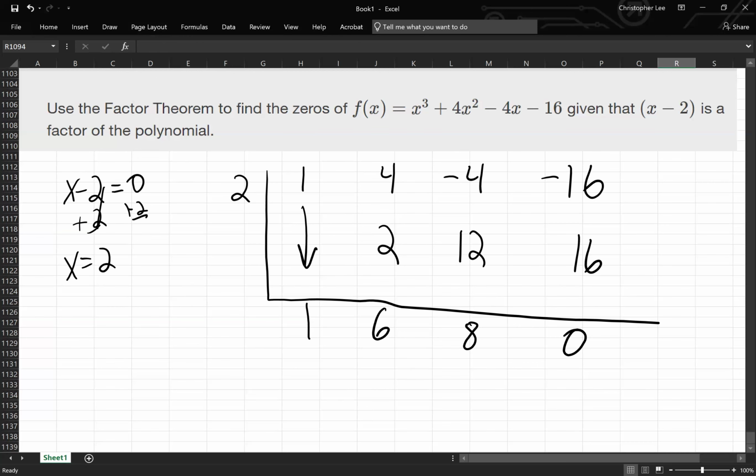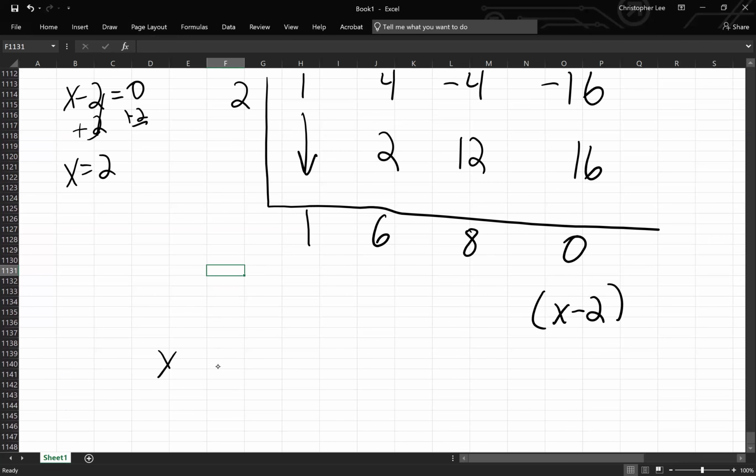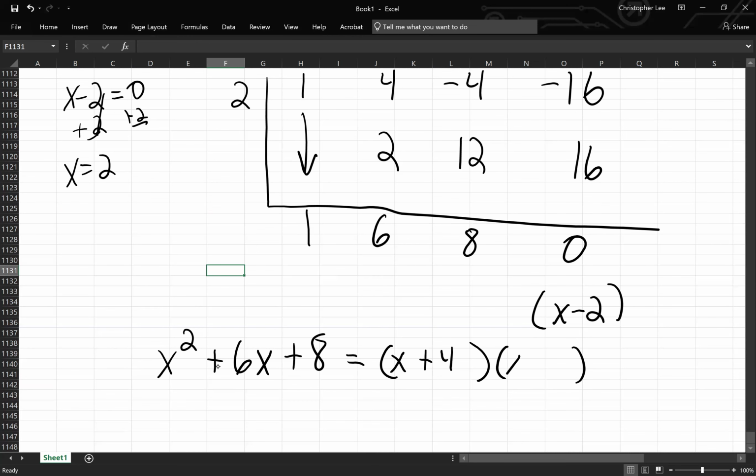So let me just write this down here so that when I scroll down, I'm not forgetting anything, right? So now what do I have left? I have x squared plus 6x plus 8. All right, I feel kind of tired. Just tell me what the answer is. It's going to be x plus 4, x plus 2. Perfect.